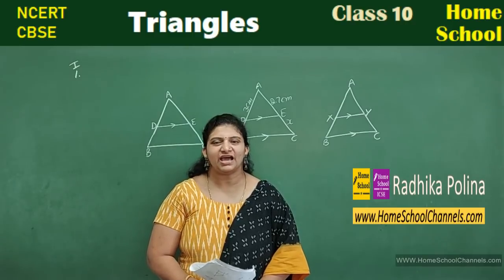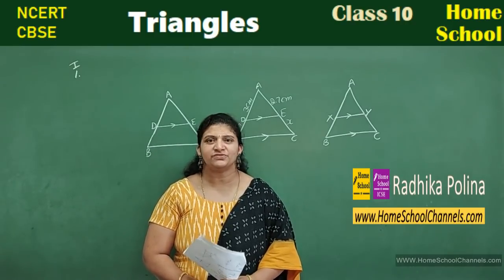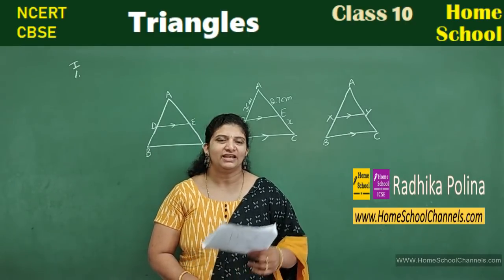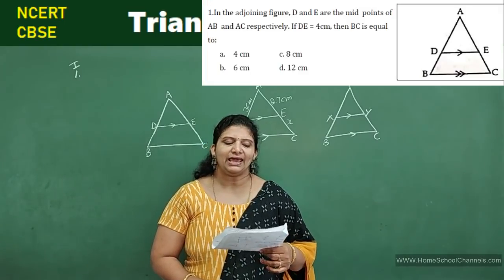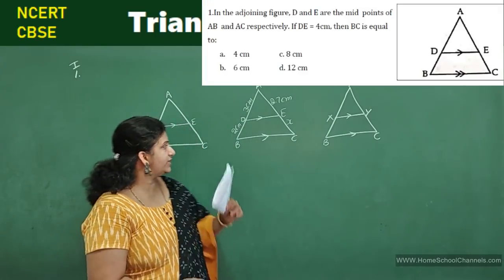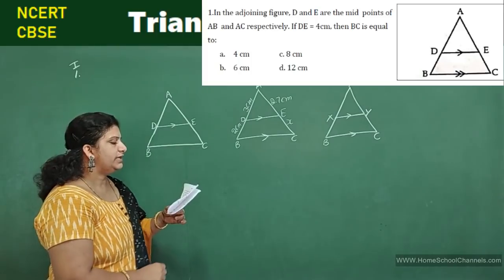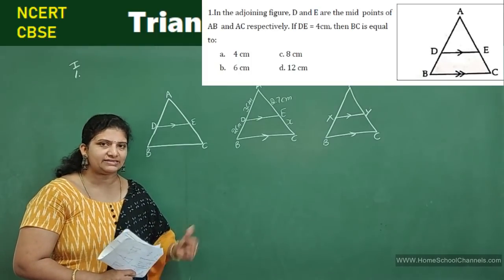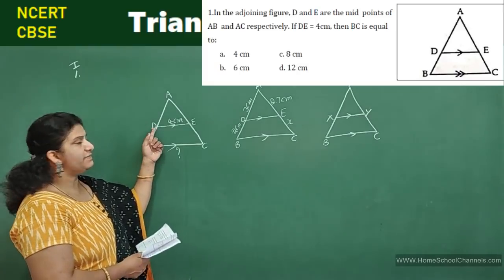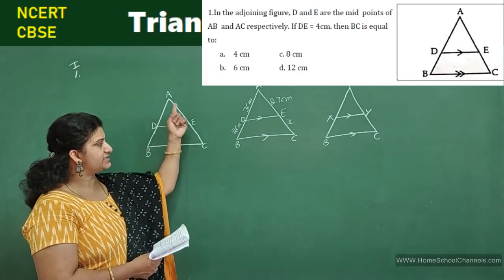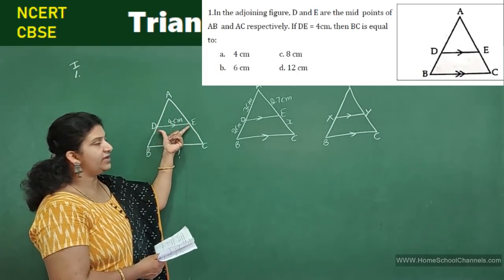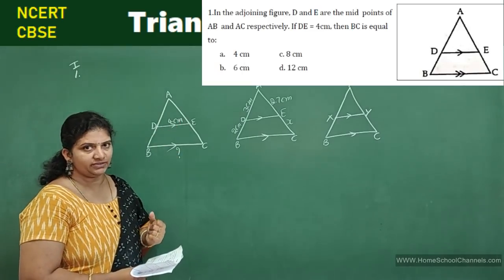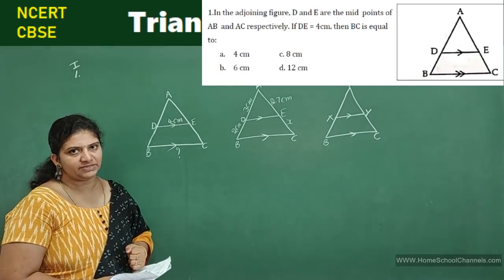Today in this session, I am going to discuss MCQs from the triangles chapter. Let's start the first one. In the adjoining figure, you can see the first figure. D and E are the midpoints of AB and AC respectively. D is the midpoint of AB and E is the midpoint of AC. Given DE length is 4 centimeters, we need to find BC.